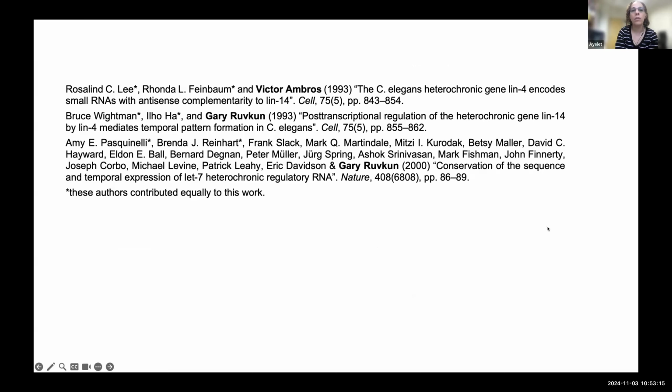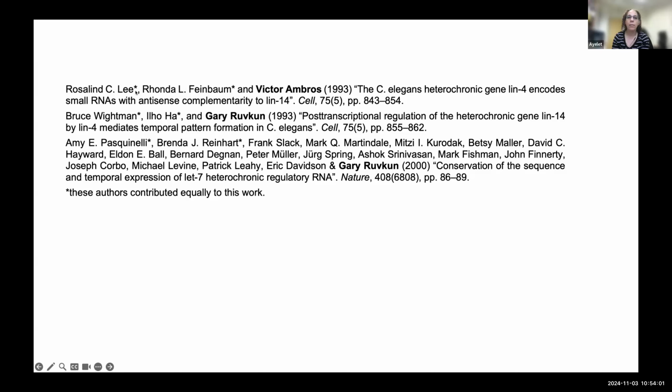Okay, so these are the three papers that they published in their own labs, and that actually identified lin-4 as a small RNA that regulates lin-14. So these two papers were published in Cell in 1993, and these were back-to-back because they actually worked together. They had their own findings, and then they talked to each other and published the papers back-to-back. This was published in 1993. They identified lin-4 as a small RNA.